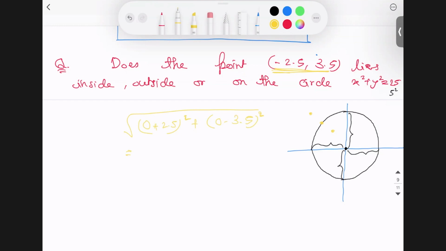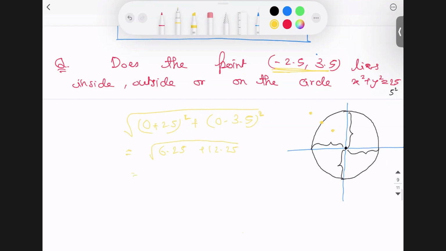Fine. So now if I do the calculation, what will I get? Here we will get 6.25, and here we will get 12.25. We get 18.5, right? So this will give 4.30 something, which is obviously less than 5. So this is one way.